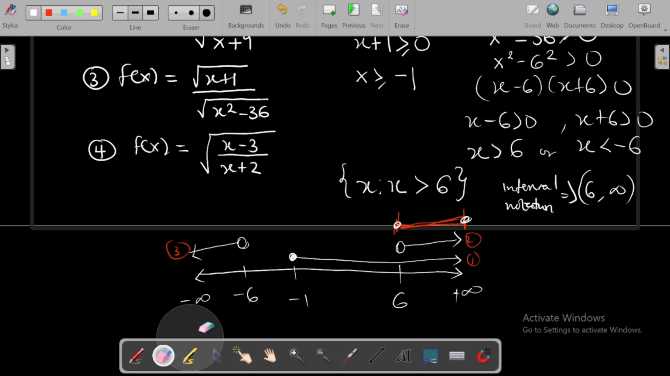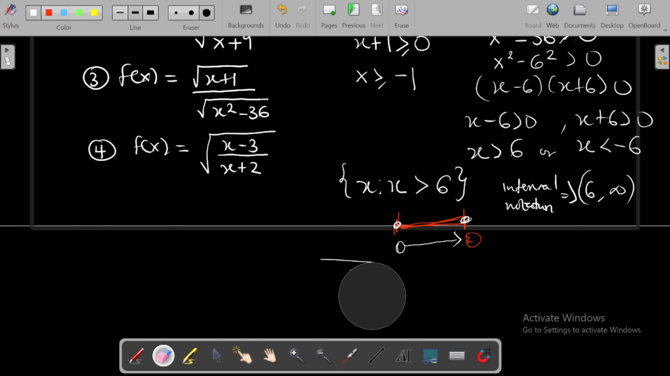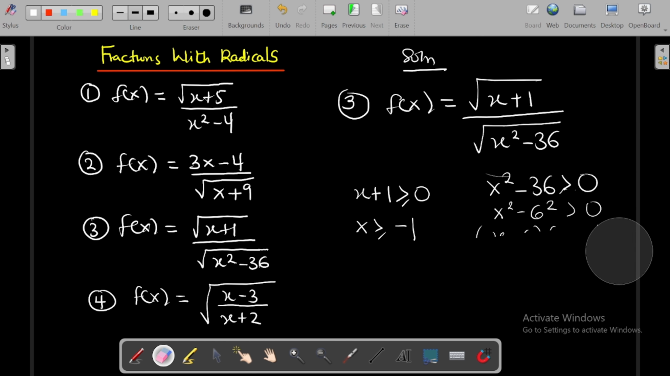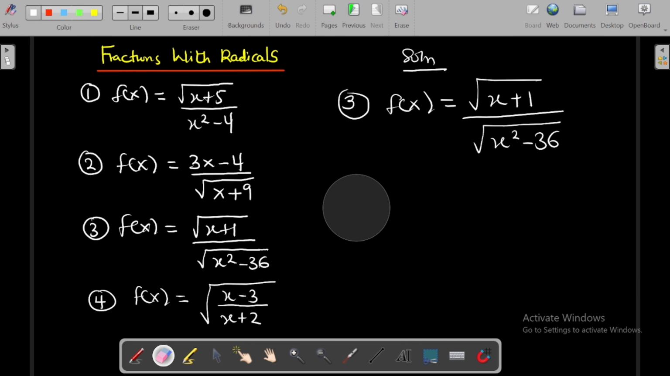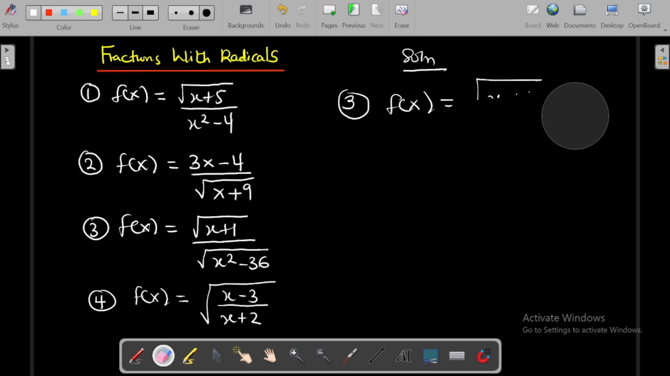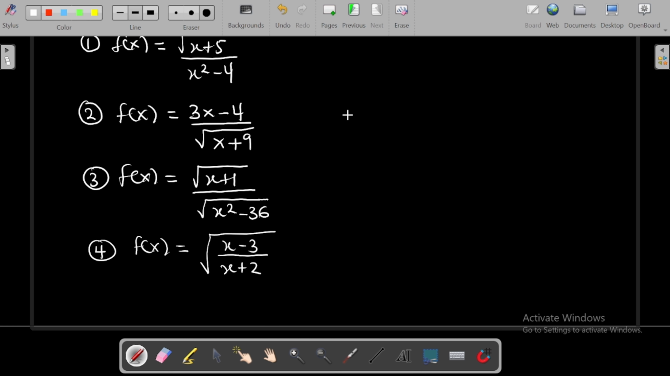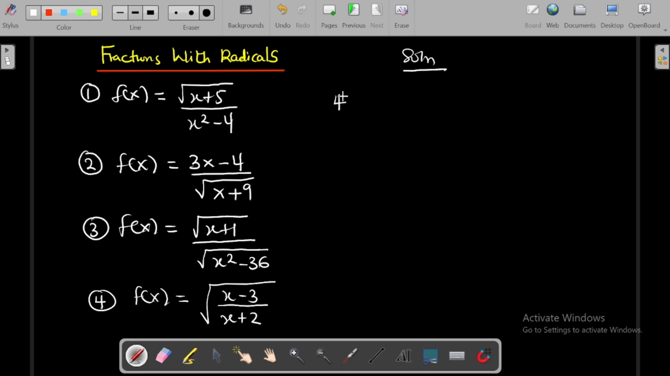Okay, now let's tackle our last question when it comes to domain of a function. So you realize that we have solved all the types of domain questions. If you have any other type that you are finding challenging, you can just drop it in the comment section, and I'll do well to solve it and then upload a video on that. Okay, now we have our last question.